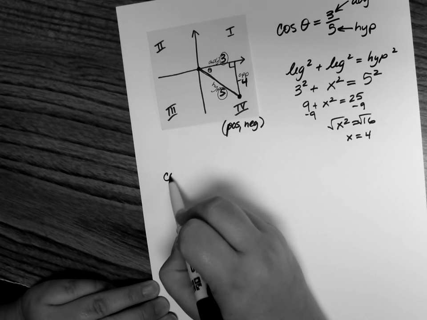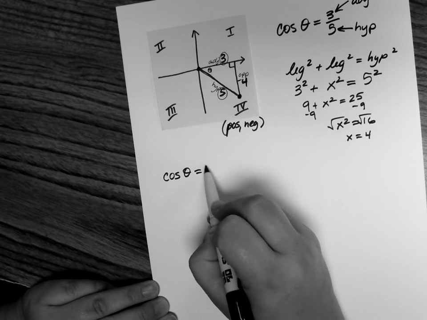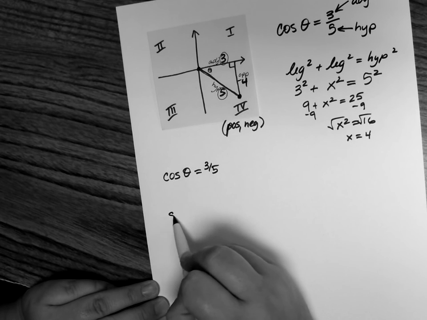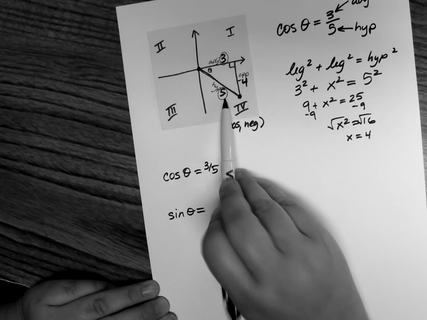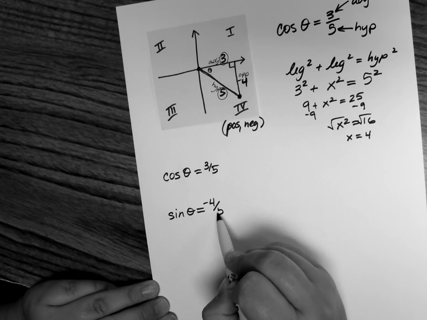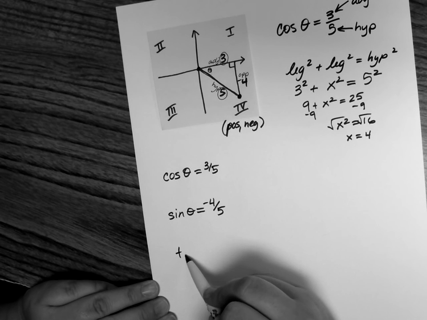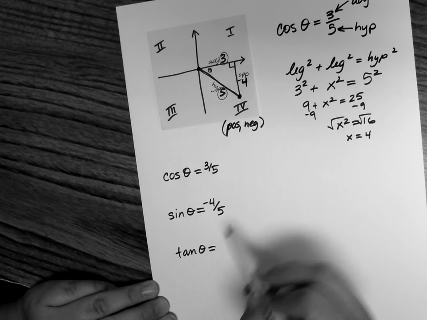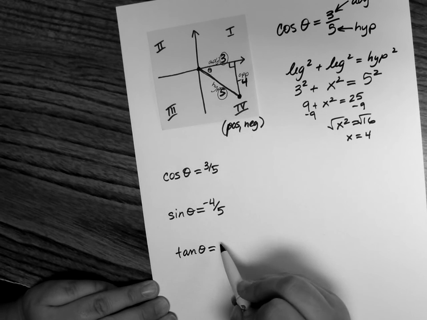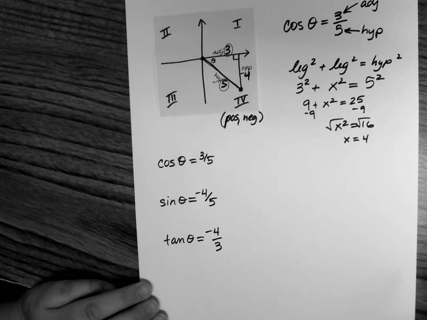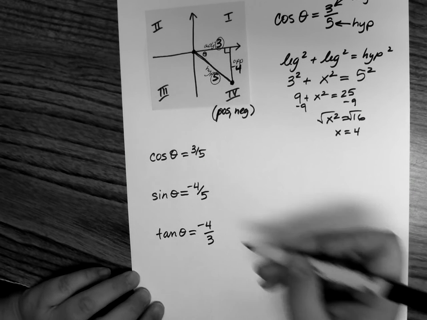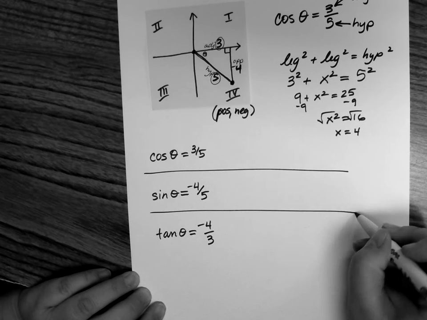So I already knew the cosine. The sine is opposite over hypotenuse. The tangent is opposite over adjacent. Now I put these in this order specifically because it makes a lot more sense to me to do the ones that go together next to each other.